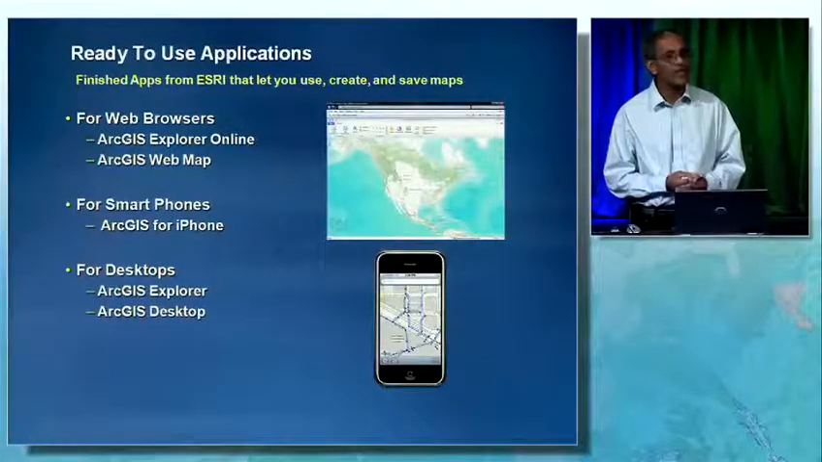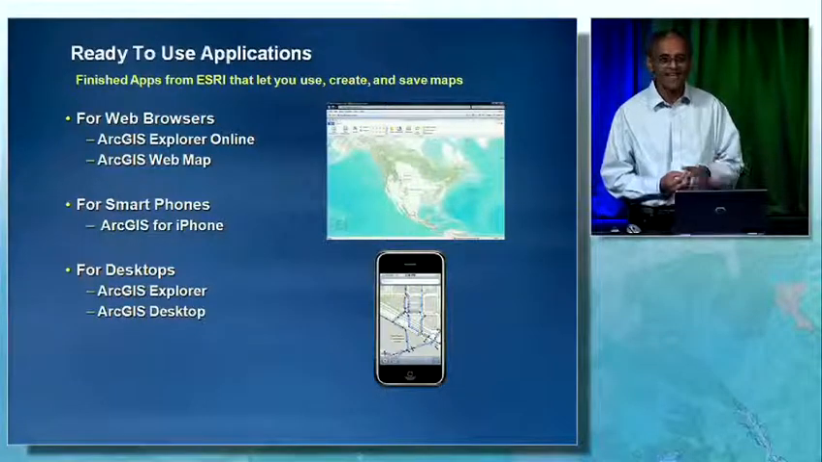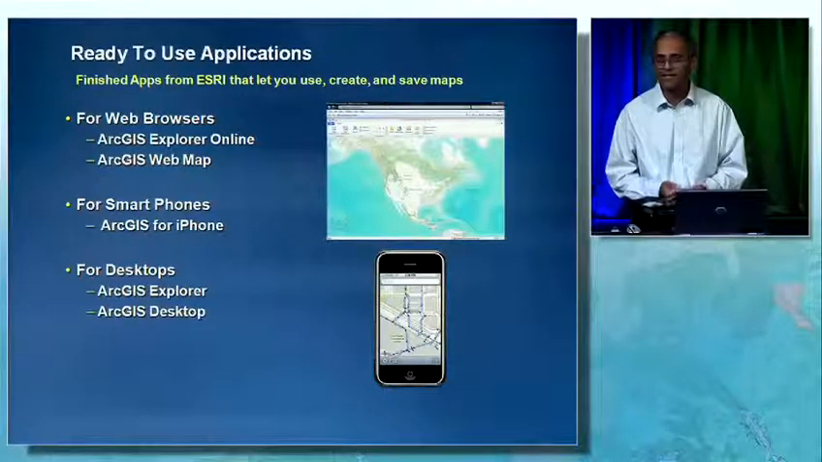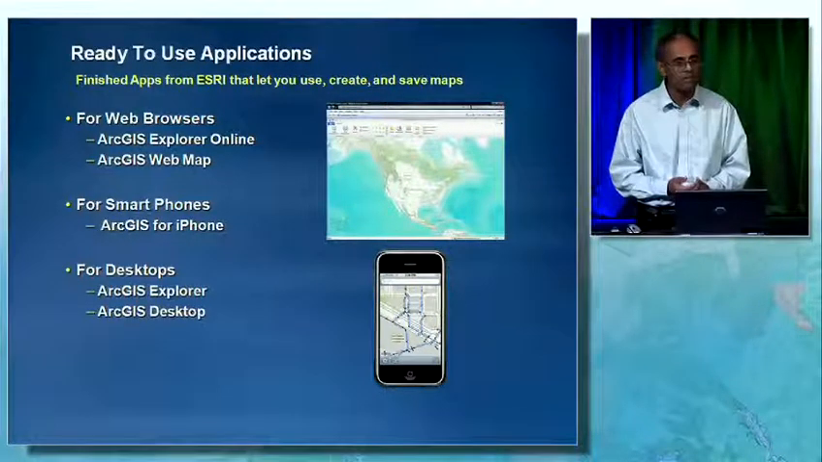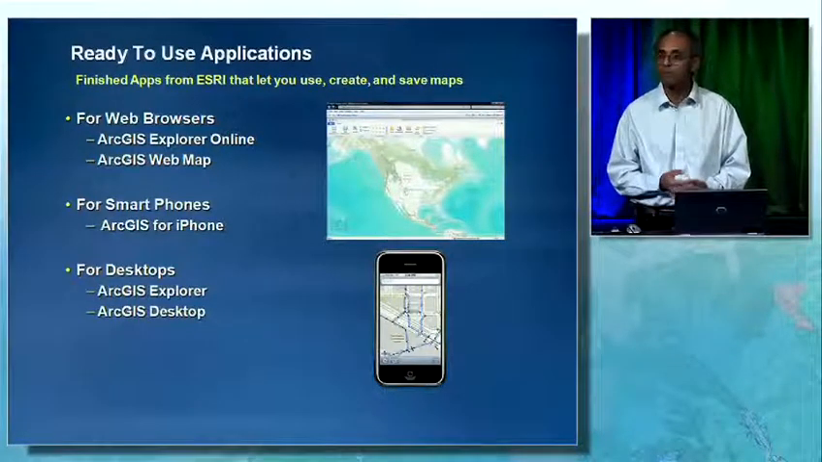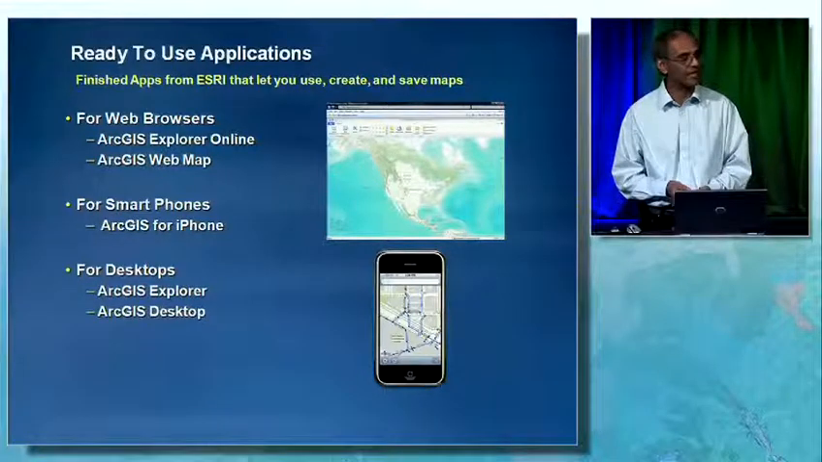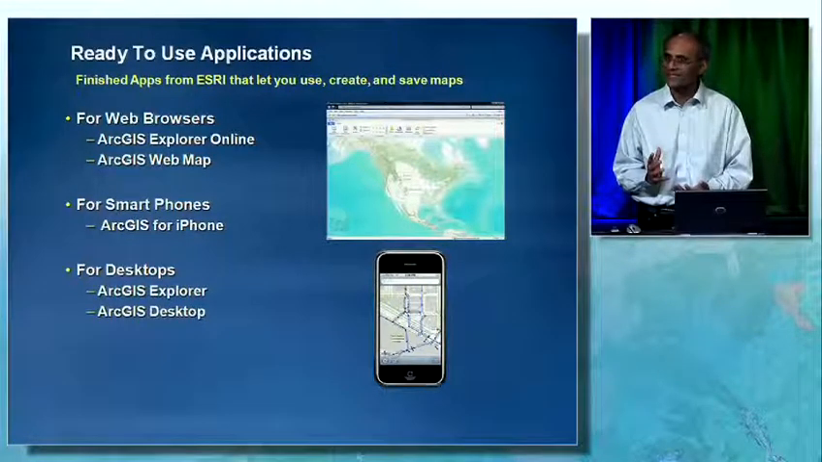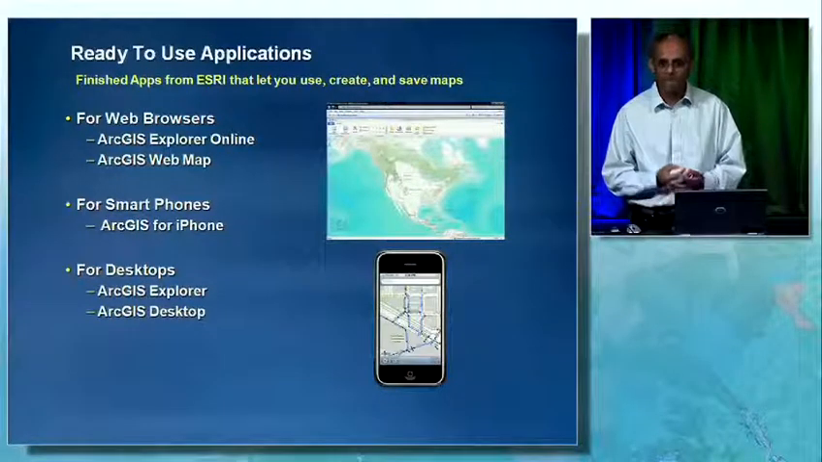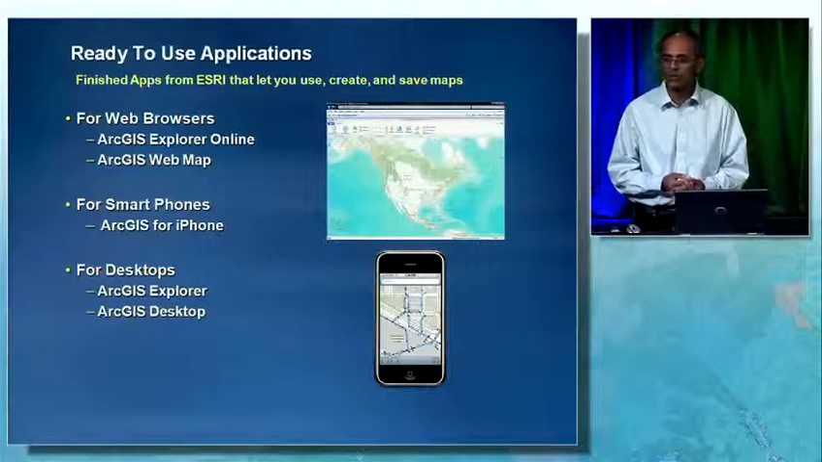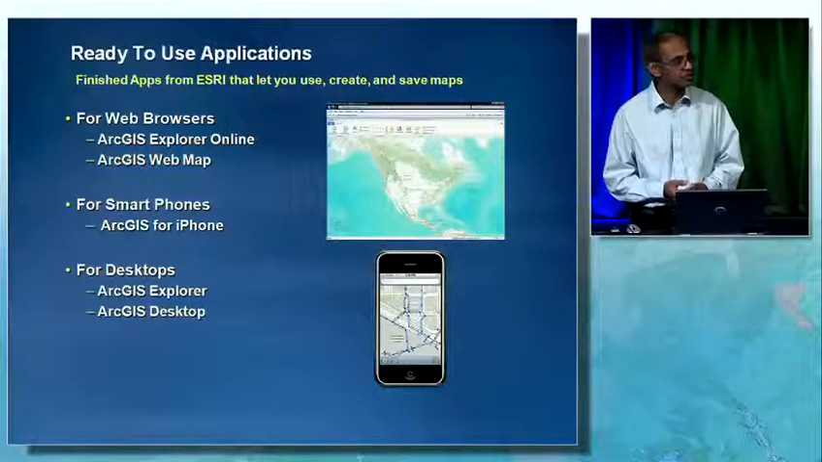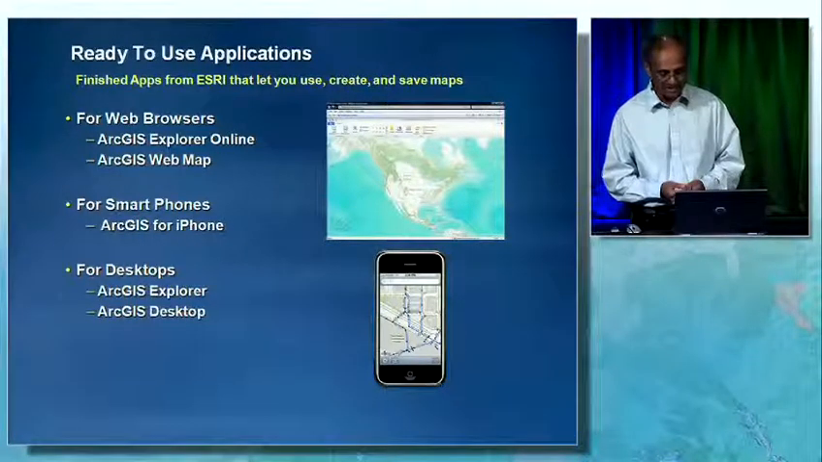At 10, we also have ready-to-use applications, and you've seen some of these. So they include ArcGIS Explorer Online, as well as the ArcGIS web map that's integrated into arcgis.com. And these let end users build applications to work with geographic information. So if you don't want to build a specialized application, you have these applications out of the box that you can use. This category of applications also includes ArcGIS for iPhone that you'll see later on this morning. And then, of course, on the desktop, we have ArcGIS Explorer as well as ArcGIS Desktop.